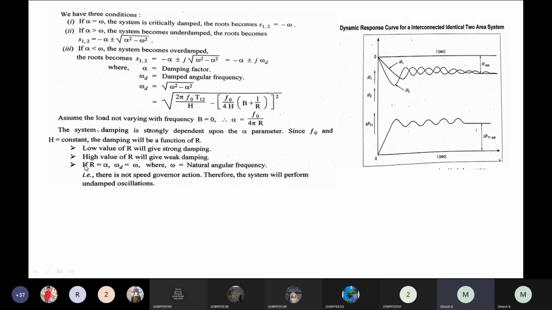So if I bring my R equal to alpha, omega d equal to omega, and omega is nothing but the natural angular frequency 2 pi f. So no speed control action takes place. The system will perform undamped oscillations. Only in the second case does it behave this way in the dynamic case; in the rest of the cases it does not. So it is a theoretical case now. Practically it is not possible. It is a theoretical case only.